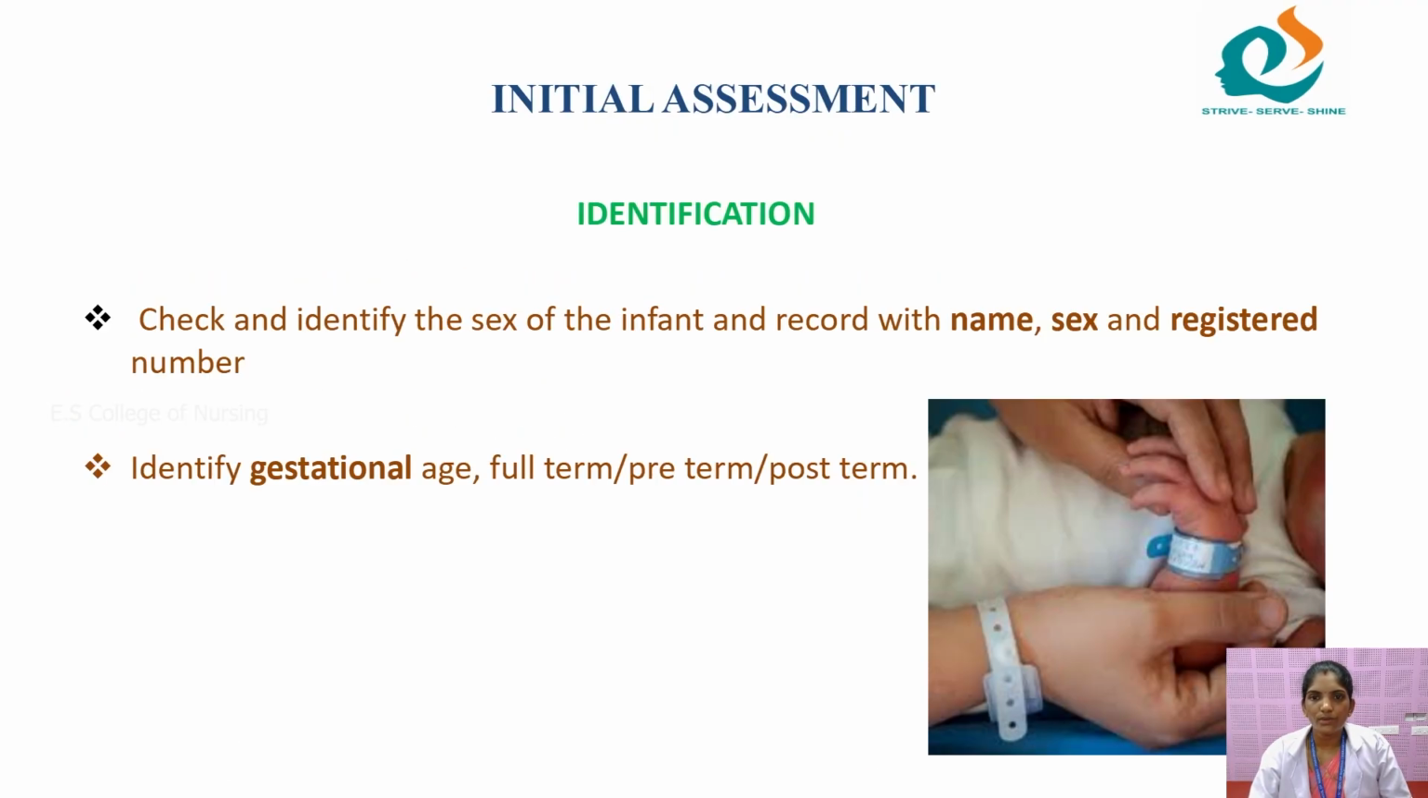Then we will move on to initial assessment, which includes identification. So check and identify the sex of the infant and record it with the name, sex and register number. Then identify gestational age: full term, preterm or postterm baby.